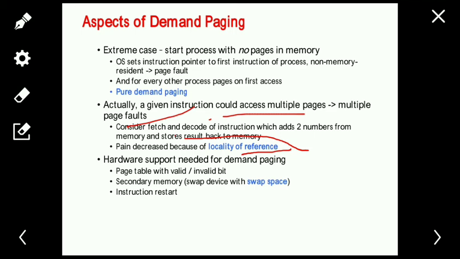So a given instruction could access multiple pages, which may lead to multiple page faults here. Okay, so here programs can have locality of reference, that is, when a particular region of a process is being executed, then pages corresponding to that region alone will be used. For example, if a particular subroutine is executed, the pages corresponding to that subroutine alone will be used.